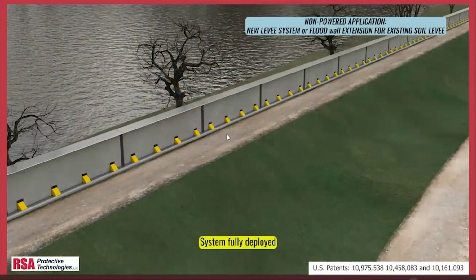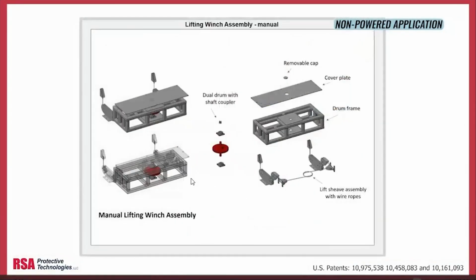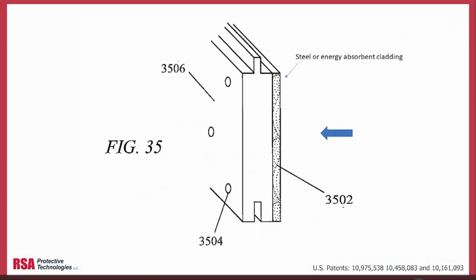Shows the system in the up position. Some of the non-powered applications, you can come up with different ways to power the winch without having electrical power. Here's a slide showing another application where we have the extending flood wall, but we also have an energy absorbing cladding on one side for a blast proof.